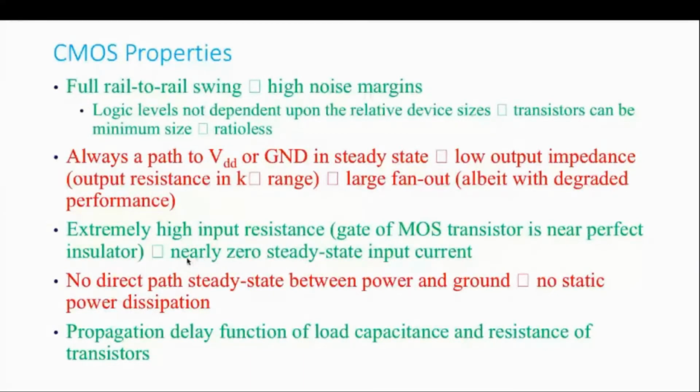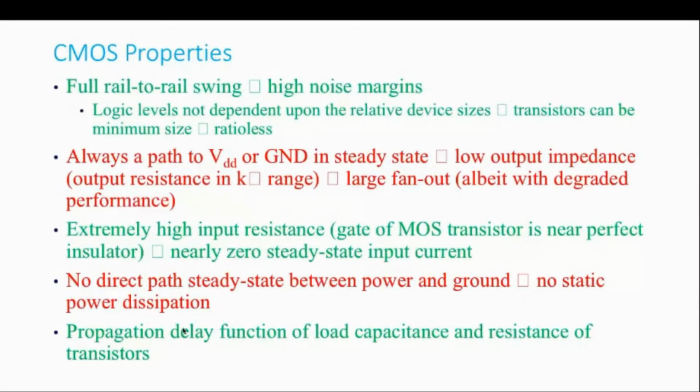Another thing is nearly zero steady state input current. As this resistance is quite high, so no current will enter the device from input side. So that's again advantage. So this is one more thing, that no direct path in steady state between power and ground. That means when there is steady state, there is no path between power and ground, and that leads to no static power dissipation. This is again a definition.